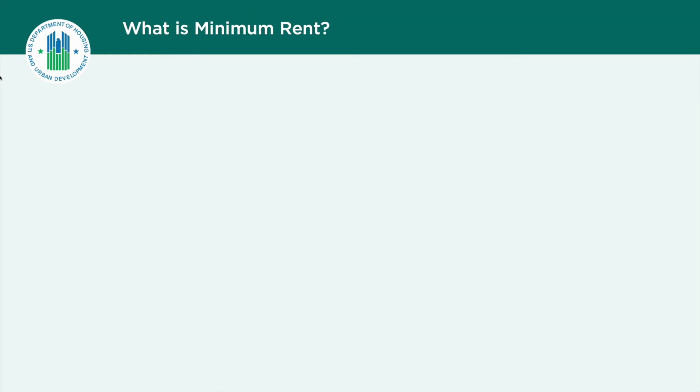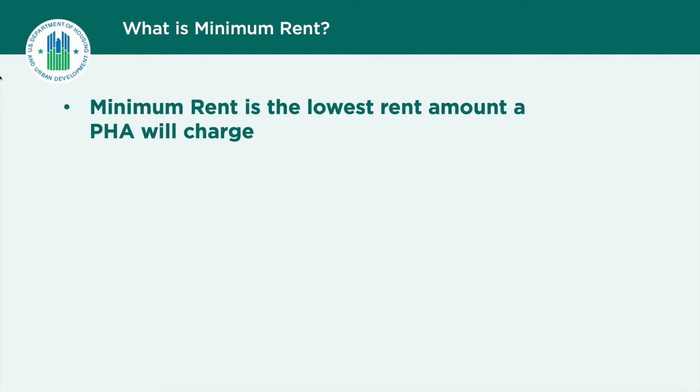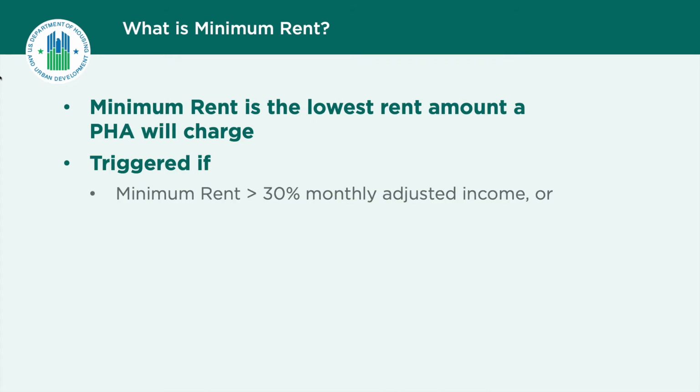First, we must establish the definition of minimum rent. The minimum rent is the lowest rent amount that a PHA will charge a family. To understand how minimum rent is triggered for a household, we have to remember that income-based rents provide that a family's total tenant payment, or TTP, is the highest of 30% of the monthly adjusted income, or 10% of the monthly gross income, or welfare rent, if applicable, but never less than the minimum rent.